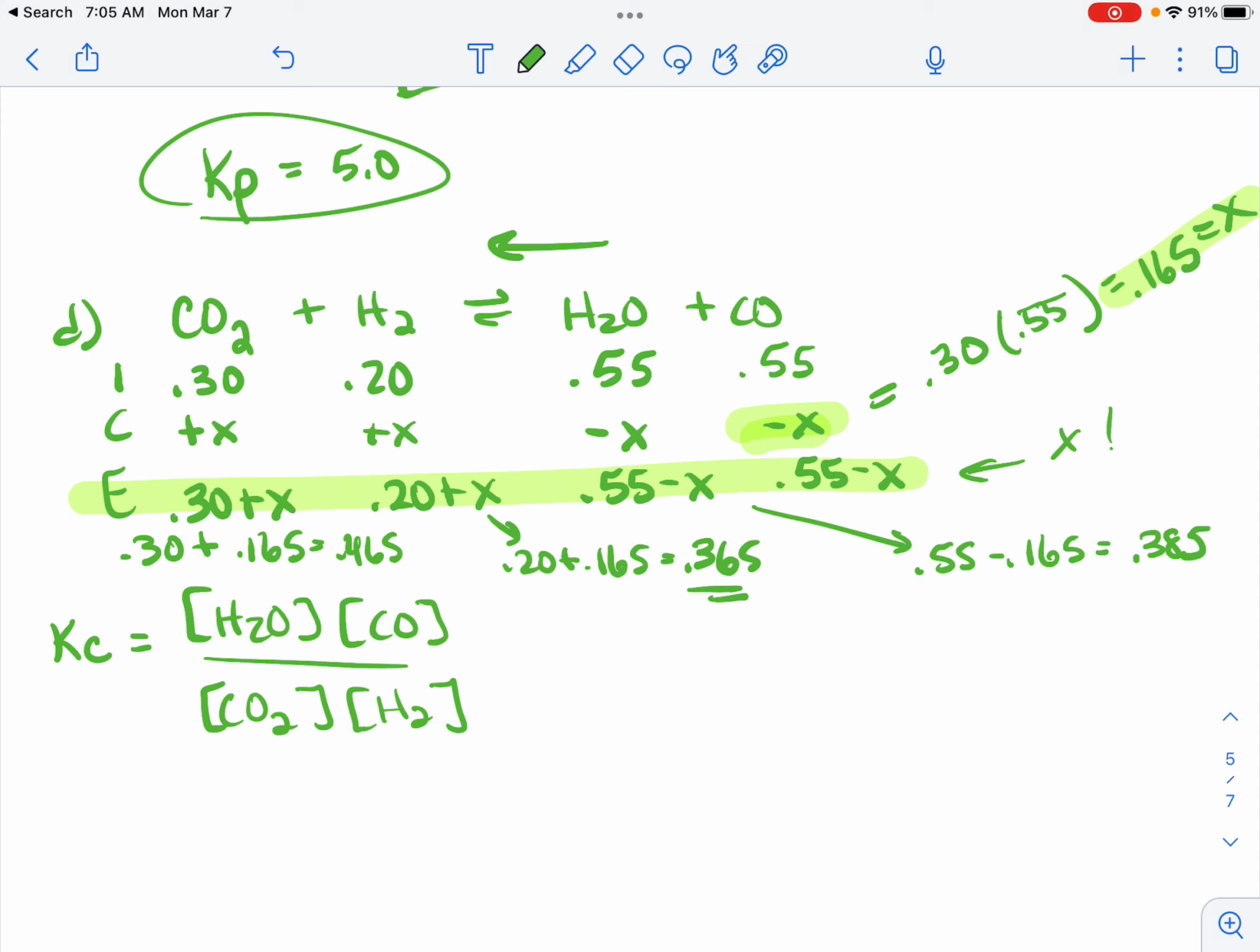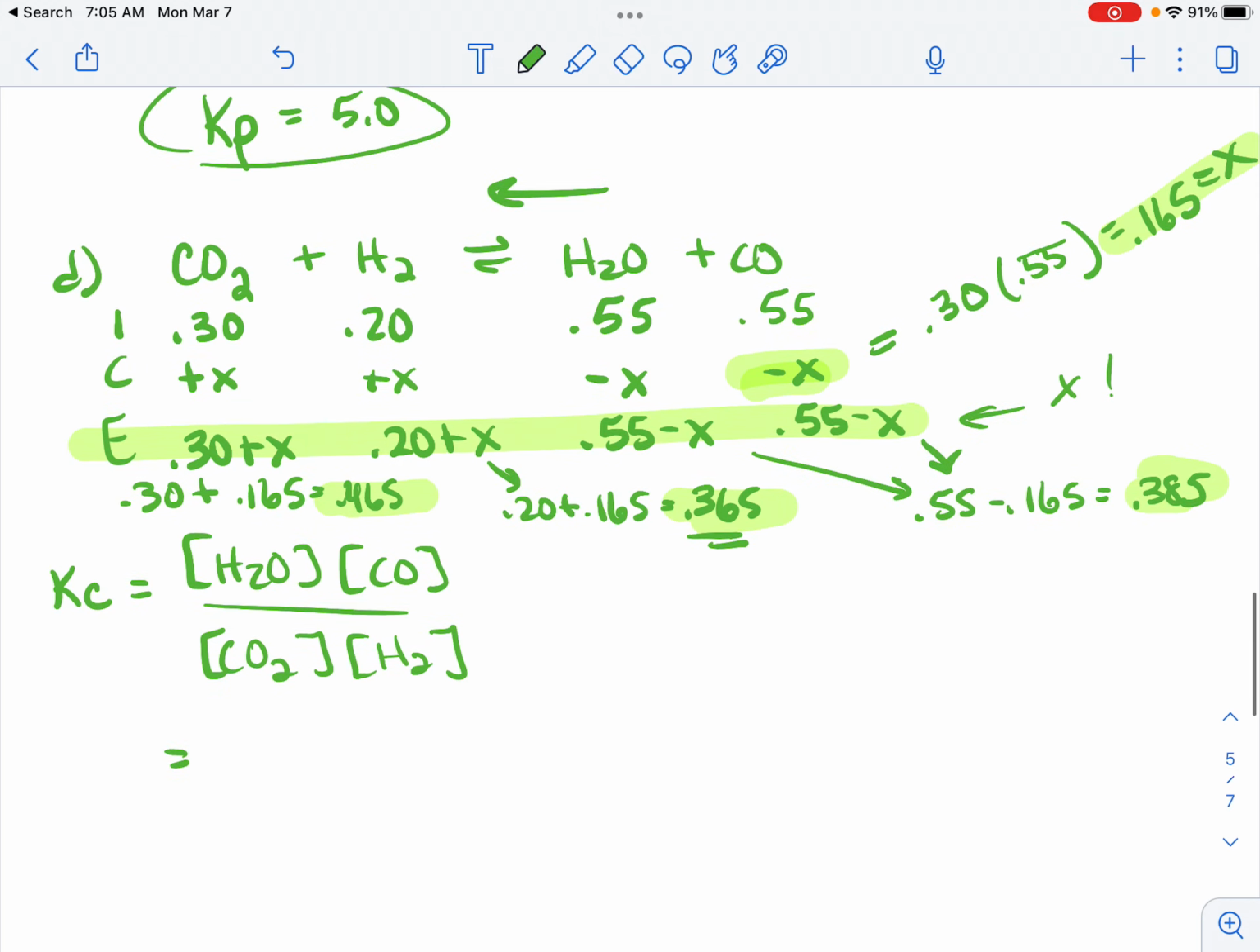All right, so now I know all of these are at my new equilibrium, and these two are the same. Okay, so I can take them and substitute them into Kc. So I have to be careful, make sure I get the right things in the right place. 0.365.